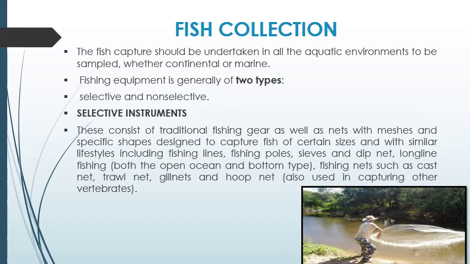Fish collection. Fish capture should be undertaken in all the aquatic environments to be sampled, whether continental or marine. Fishing equipment is generally of 2 types, selective and non-selective. Selective instruments consist of traditional fishing gear as well as nets with meshes and specific shapes designed to capture fish of certain sizes and with similar lifestyles, including fishing lines, fishing poles, sieves, dip net, long line fishing, fishing nets such as cast net, trawl net, gill nets and hook net, also used in capturing other vertebrates.